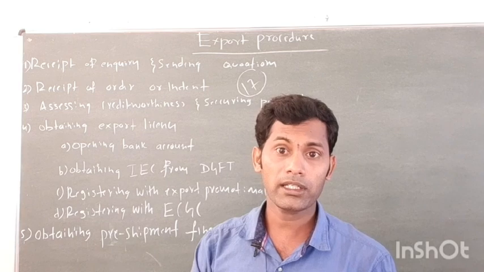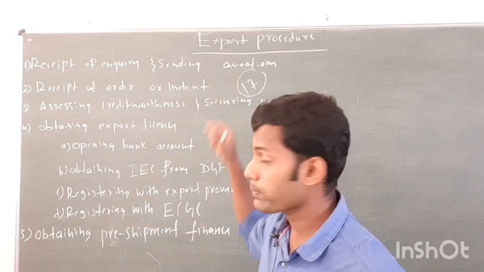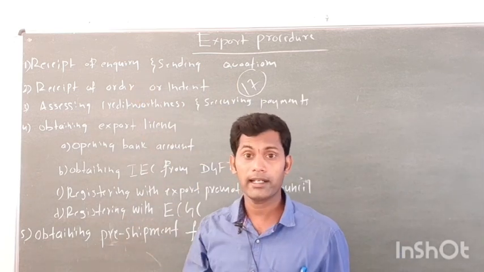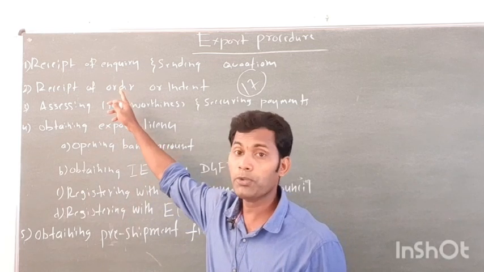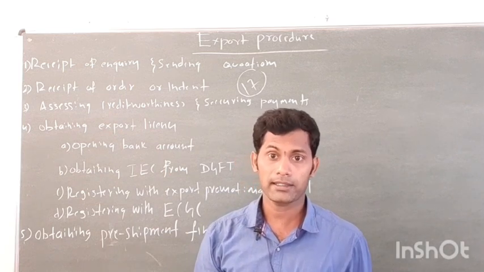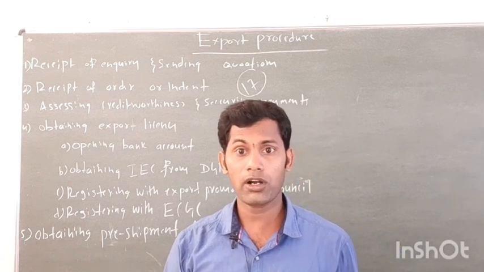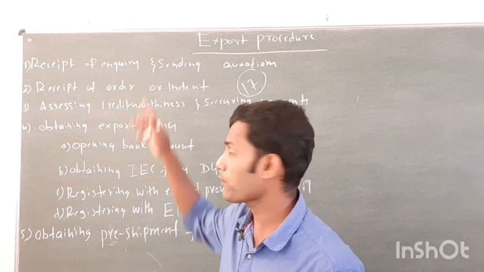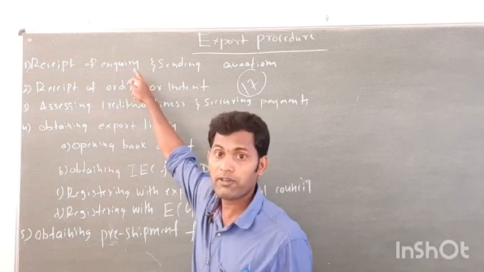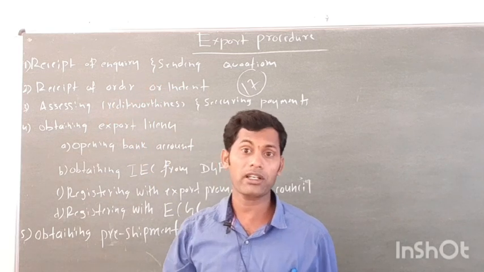Now the exporter receives the inquiry letter, then the exporter sends the quotation. The inquiry is sent by the importer. Here he indicates the product he wants, then price, quantity, quality, and the destination. These are all the information that should be added in the inquiry letter. The inquiry is given by the importer and received by the exporter.